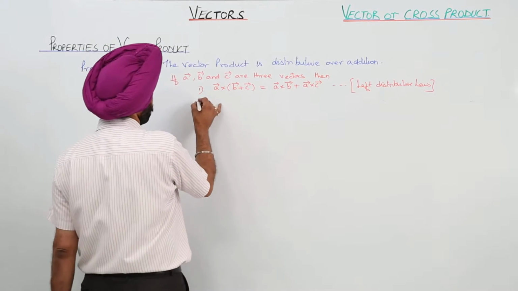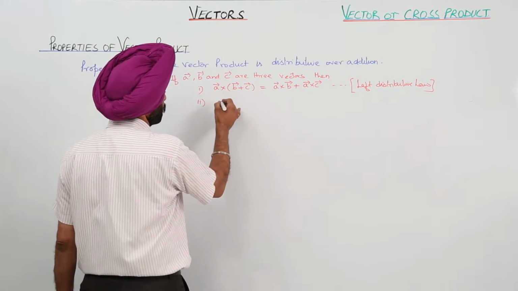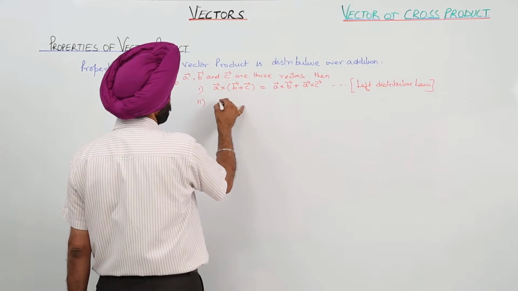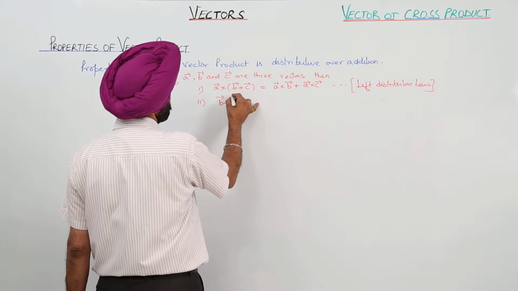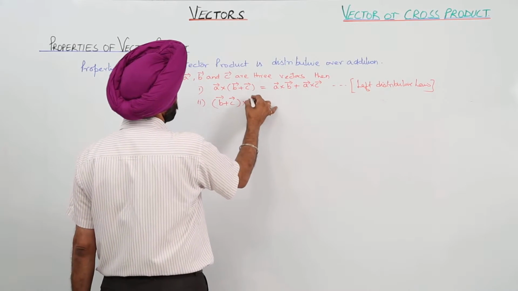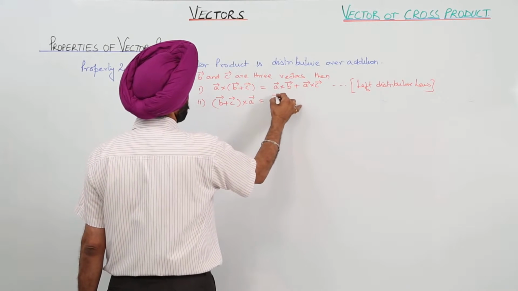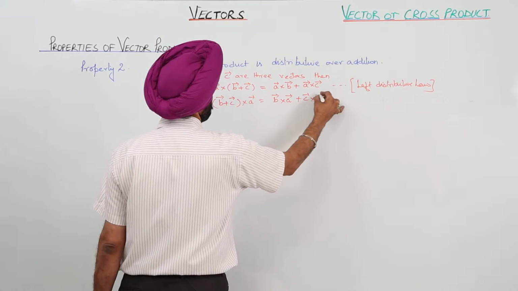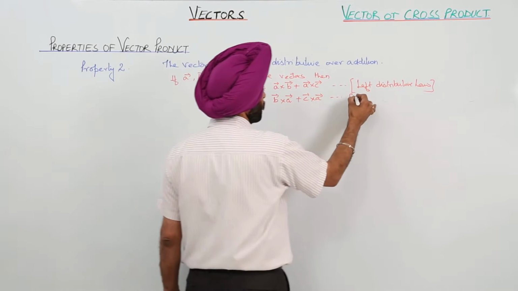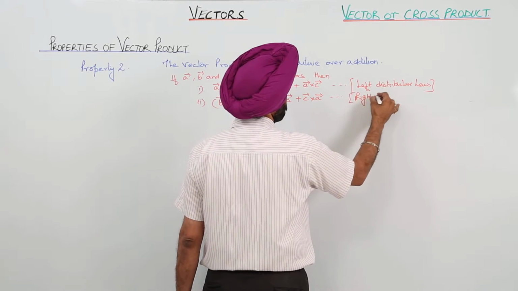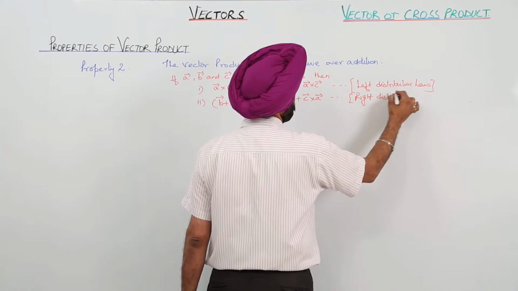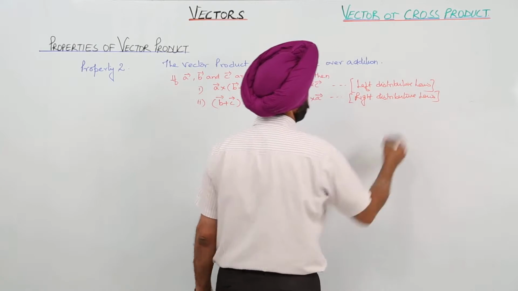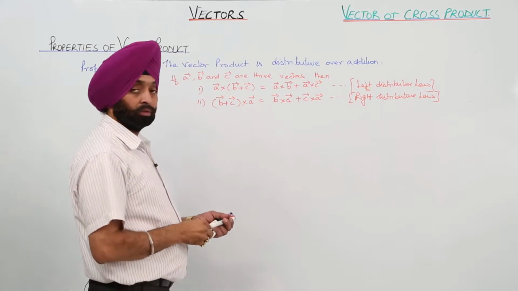Second can be, now A cross B plus C, and then we are having vector B plus vector C cross vector A. Now this will be vector B cross vector A plus vector C cross vector A, and this is what? Right distributive law. So this is property 2.